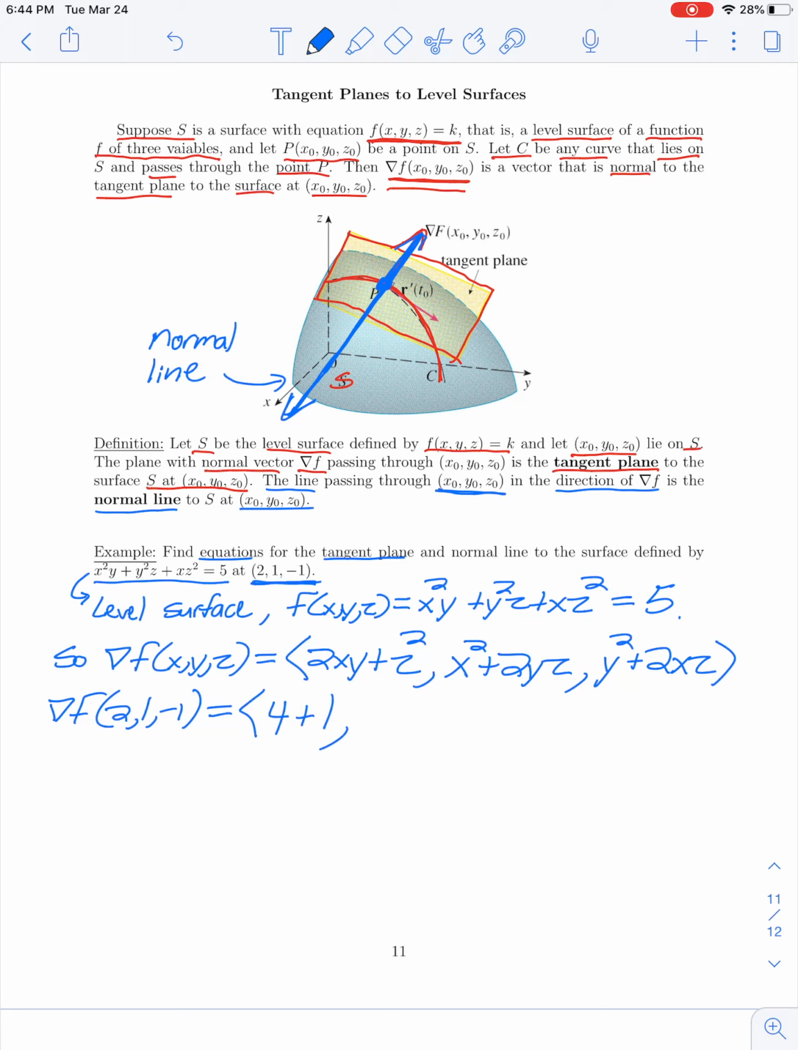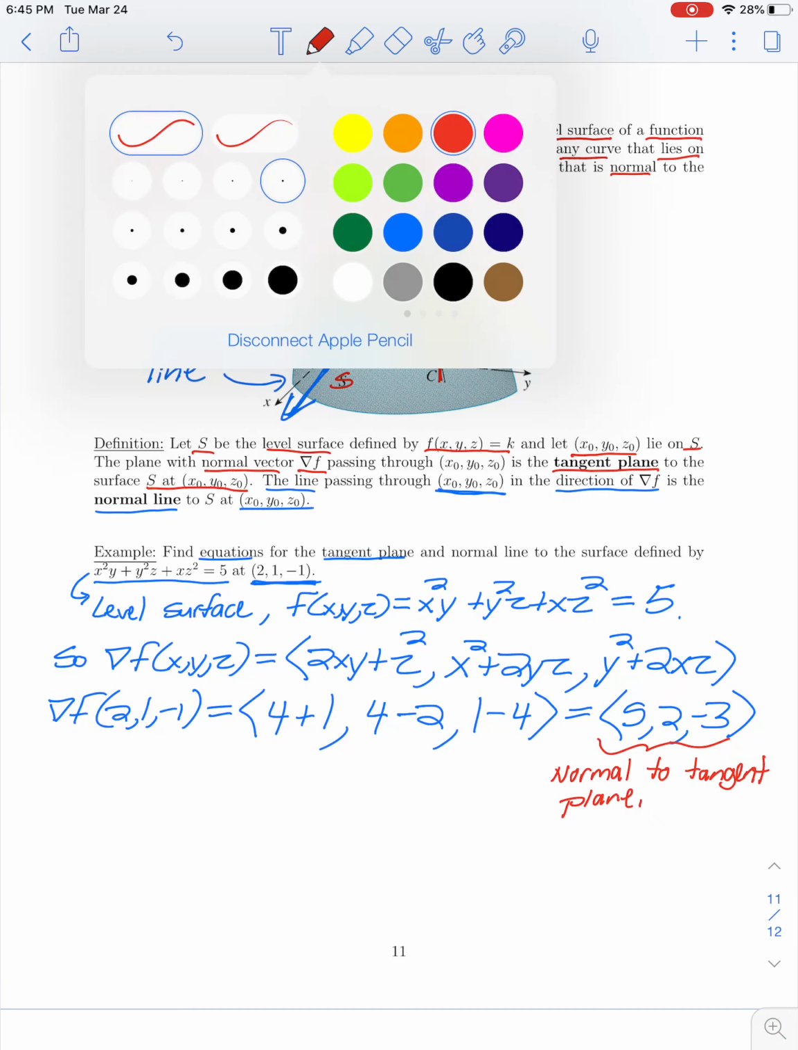So here we have 2 times x times y would give us 4, plus z squared is 1. X squared is 4, plus 2 times y times z would be negative 2. And then y squared is 1, plus 2 times x times z would be minus 4. So we're left with 5, 2, negative 3. Now this vector, which we've just found, is normal to our tangent plane.